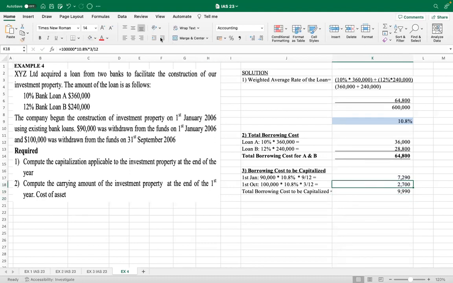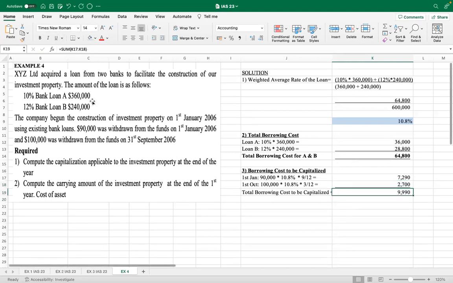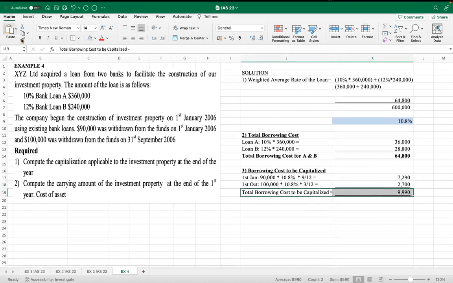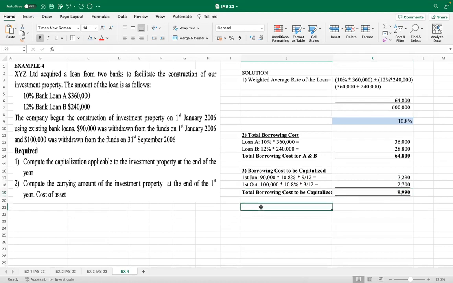The total borrowing cost to be capitalized is equal to... Now finally, number 4, total cost of people. Okay, maybe we can even add borrowing cost to be expensed.